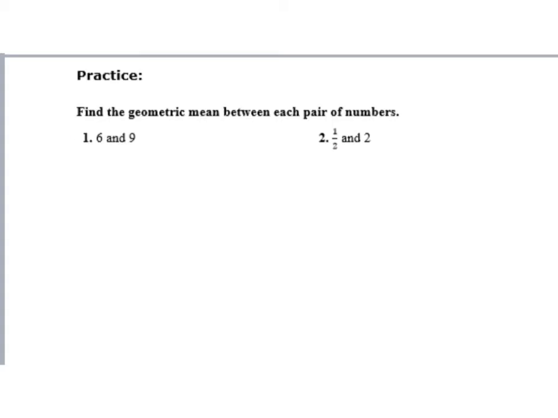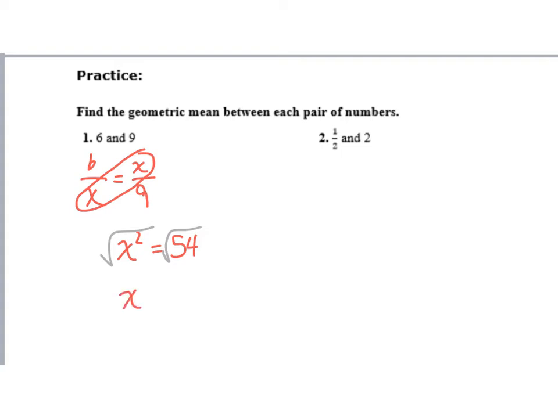Let's try symbols. Find the geometric mean between each pair of numbers. So I've got 6 and 9, and then 1/2 and 2. All right, so geometric mean is what I want to try to find. And the two numbers are 6 and 9. So all I need to do is cross multiply x times x and 9 times 6. Once I've done that, all I have to do is square root both sides. When I square root both sides, I get a value x equals, square root of 54 is 7.348.